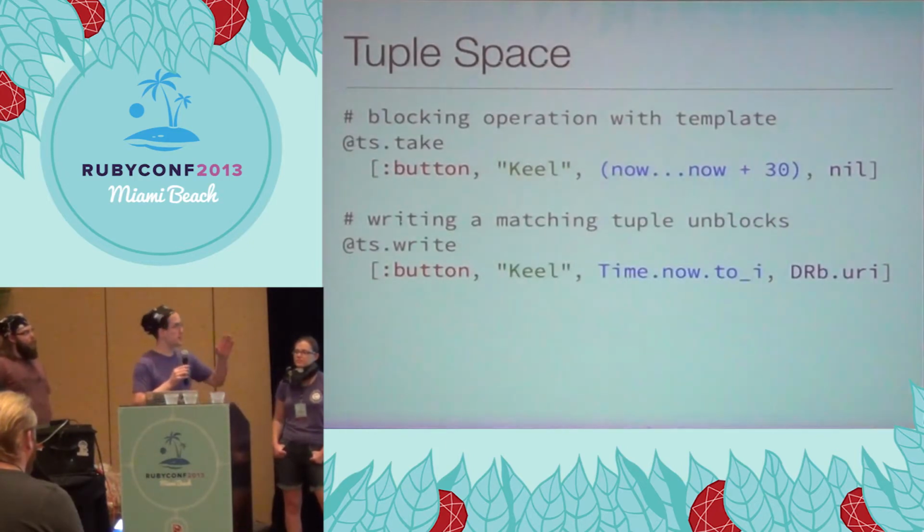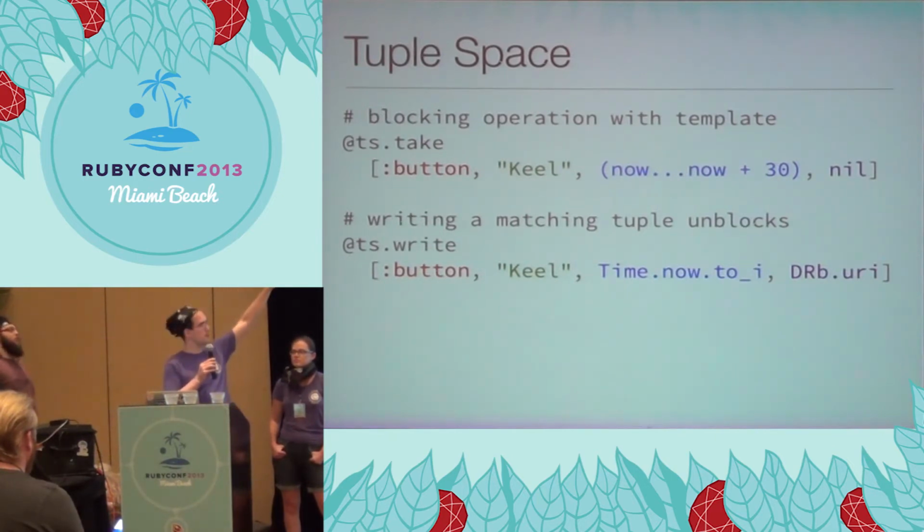And so this is an example we use in Pirate Game. So there's several operations. There's read and write and take. And so with the take here, we go in with this template. So the first thing, it must be a button, and the second thing must be a string, but the third thing, it's a range. So it uses the case equals operator to match that. And then the last one is a nil. It can be anything you want.